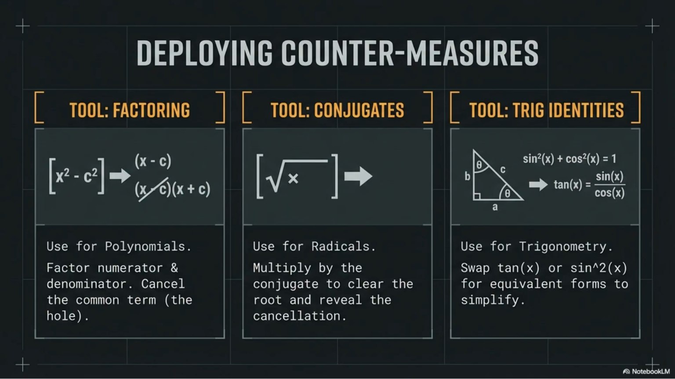Tool number 1 is factoring. Use this for polynomials to factor the numerator and denominator. Then cancel the common term to remove the hole. Tool number 2 is conjugates. Use this for radicals by multiplying by the conjugate to clear the root and reveal the cancellation. Tool number 3 is trig identities. Swap out expressions like tangent or sine squared for equivalent forms to simplify the function. If none of these work, you will need to connect with Commander L'Hôpital.